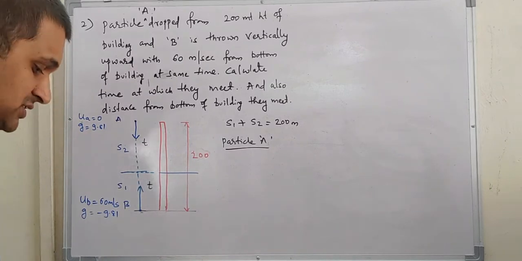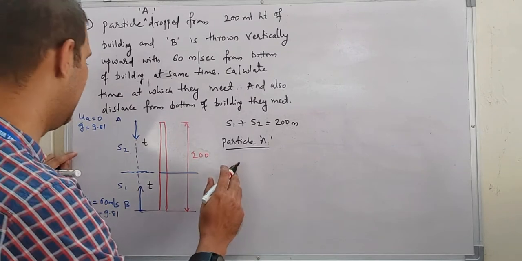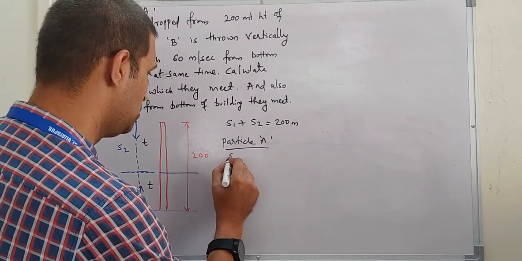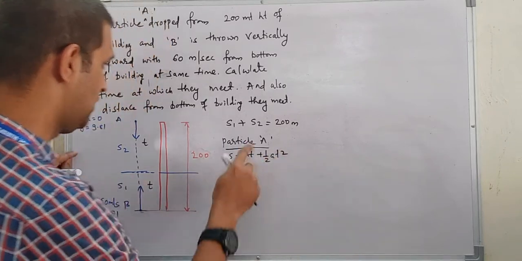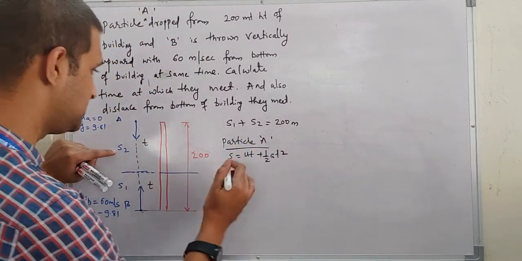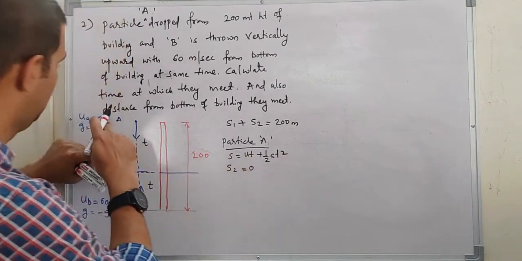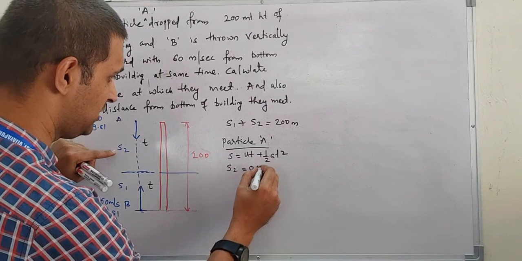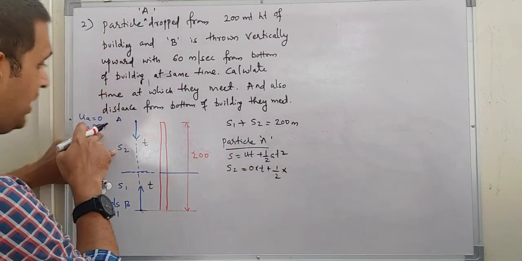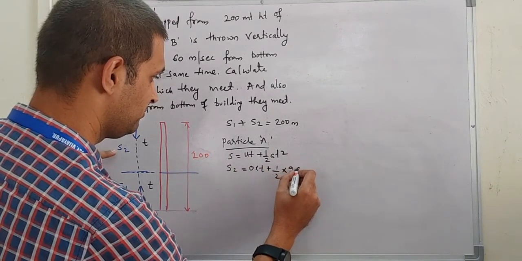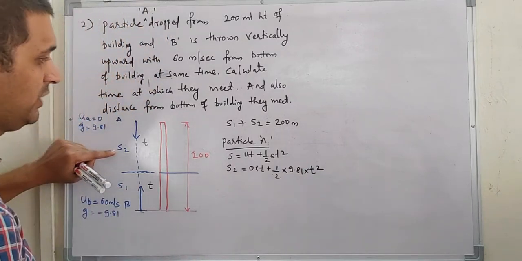Now coming to the first one, that is the motion of particle A. Taking our basic equation of rectilinear motion, S is equal to ut plus half at square. Now we are looking at particle A. The distance traveled has to be S2. Initial velocity is 0, so the first term becomes 0, plus 1 by 2 into g, which is 9.81, into t square.